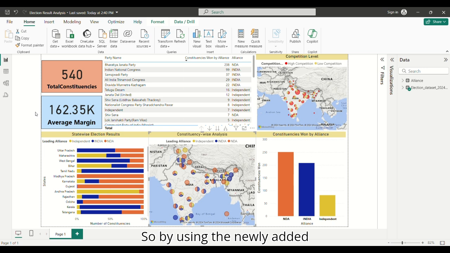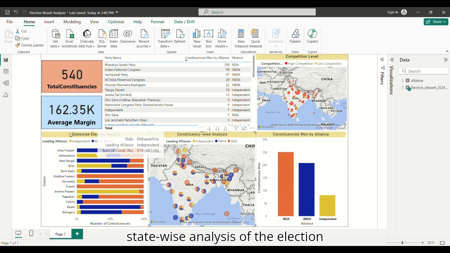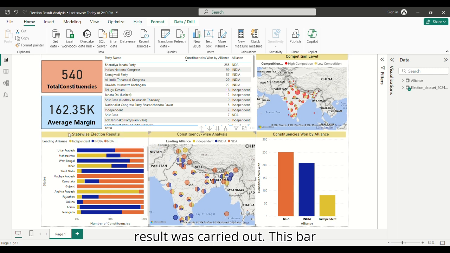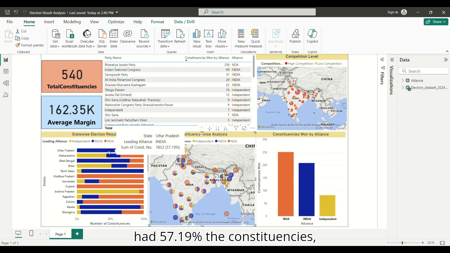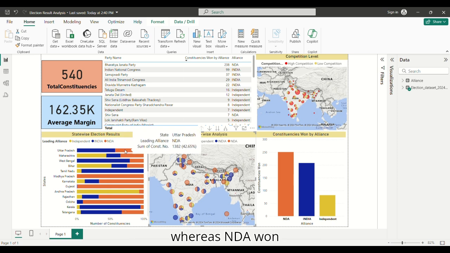By using the newly added leading alliance column, a state-wise analysis of the election result was carried out. This bar chart shows the percentage of constituencies won by an alliance in each state. As we can see, in Uttar Pradesh, India had 57.19% of the constituencies, whereas NDA won 42.65%.